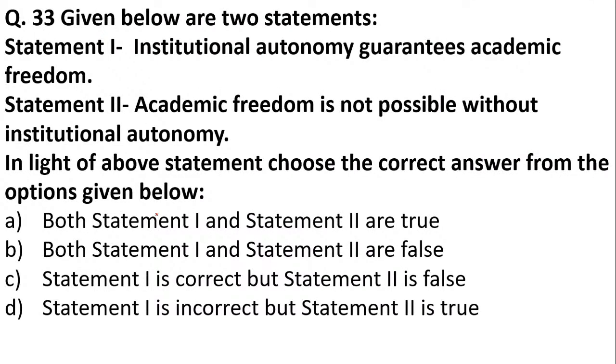Institutional autonomy guarantees academic freedom. Academic freedom is not possible without institutional autonomy. So here the right answer is: the first statement is correct while the second statement is incorrect. Institutional autonomy guarantees academic freedom. Yes, this is true. But it is not true that without academic freedom, institutional autonomy can be gained. So this statement is not true.